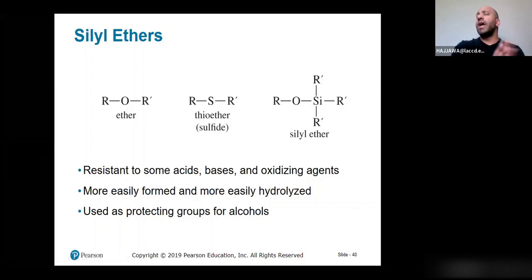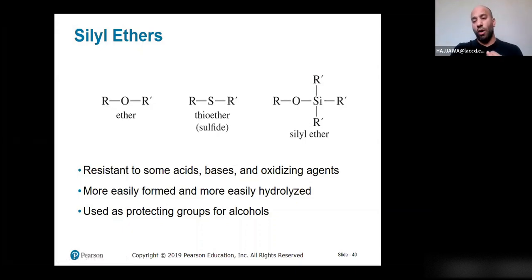Similar to thioethers, we have the silyl ethers, but silyl ethers usually are used as protecting groups. Now, what is a silyl ether? If I look at the ether compound, it's an ROR prime. Thioether would be an RSR prime, which is a sulfide. Silyl ether would be an RO-silyl, R prime, R prime, R prime. So I have basically 4 bonds around the silyl. One of them is attached on oxygen, and that would make it a silyl ether compound.